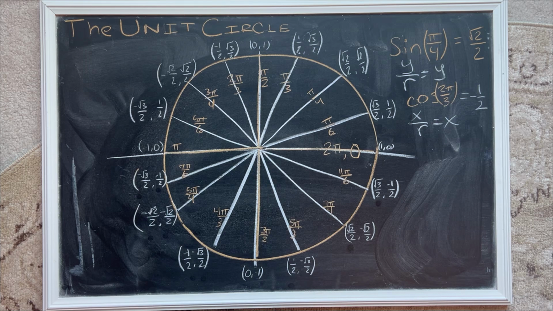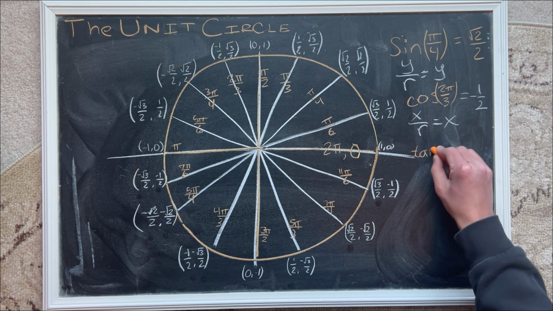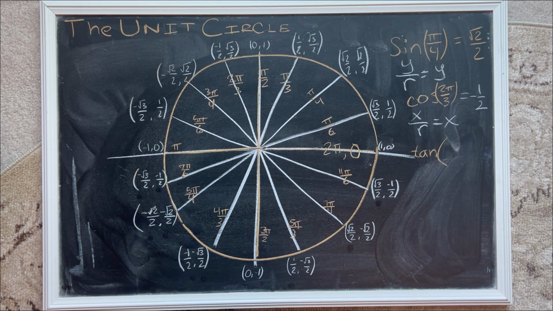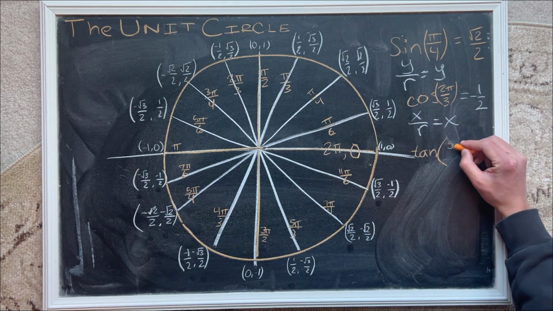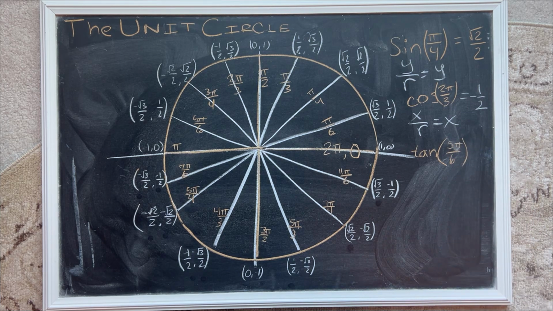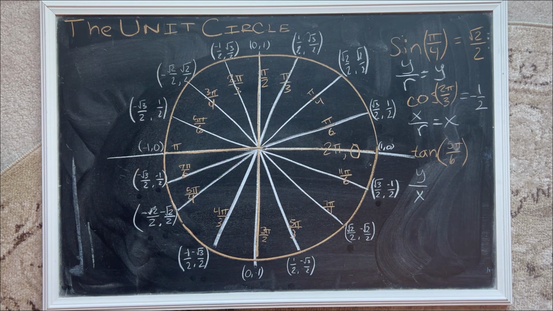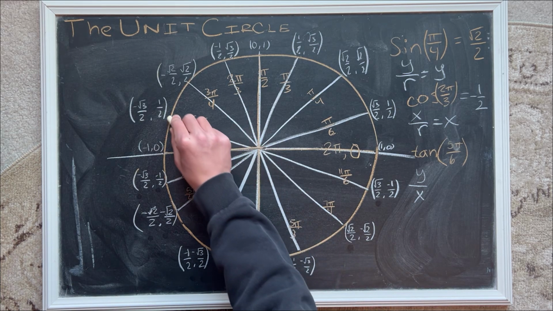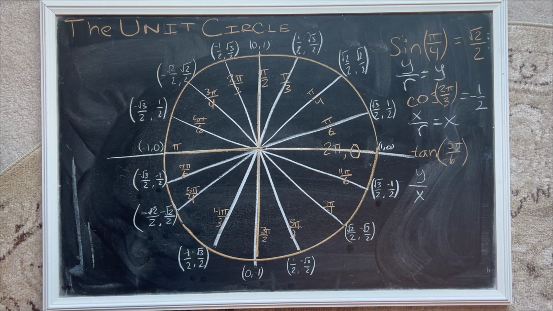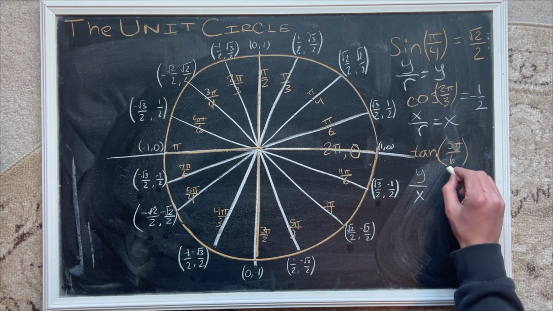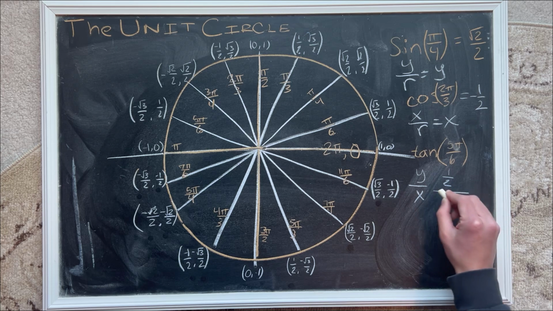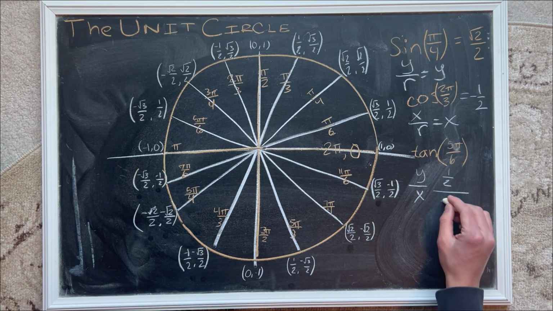All right? And then finally, let's try a tangent. So for tangent, let's try 5 pi over 6. For tangent, it's a little bit more difficult. First we know tangent is equal to y over x. So let's find our point here. So 5 pi over 6 gets us to here. So the y value is 1/2 over the x value, negative root 3 over 2.